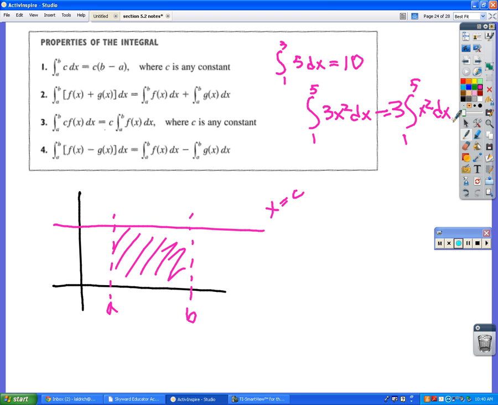Okay? And then number 4 is the same as number 2, but just with subtraction. If you have two functions being subtracted, you can take the integral of the individual functions and then subtract your answers, and you get the same result. Okay? So this is just a way that you can break them down into easier problems. Okay?